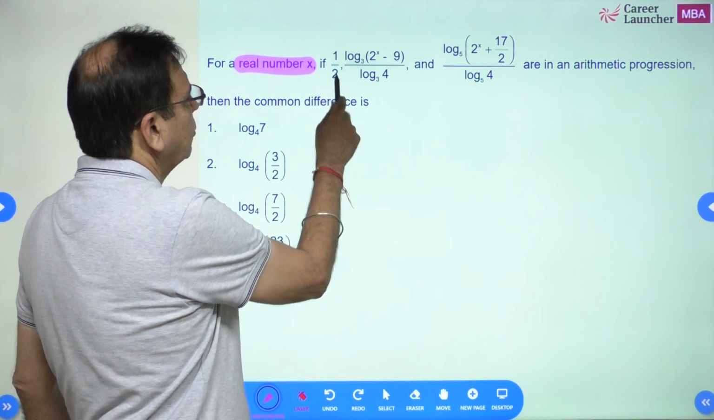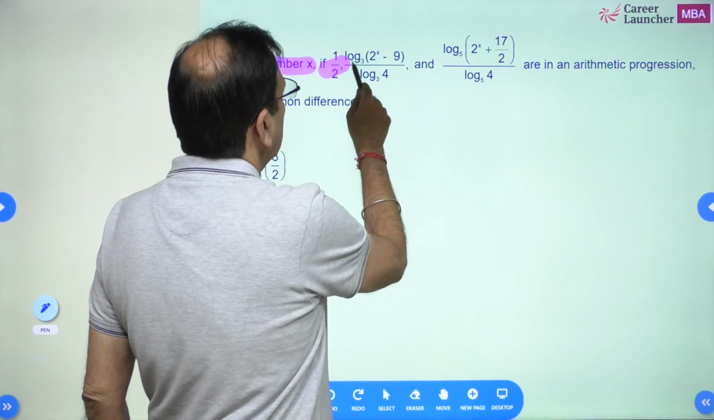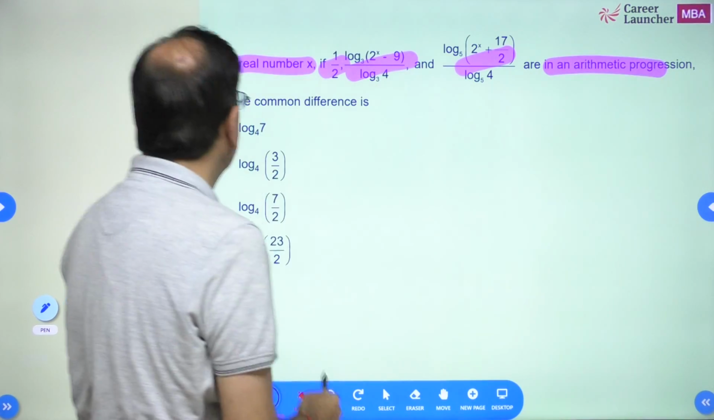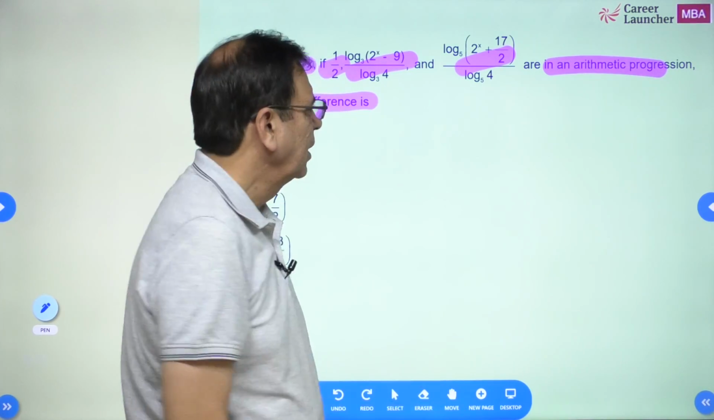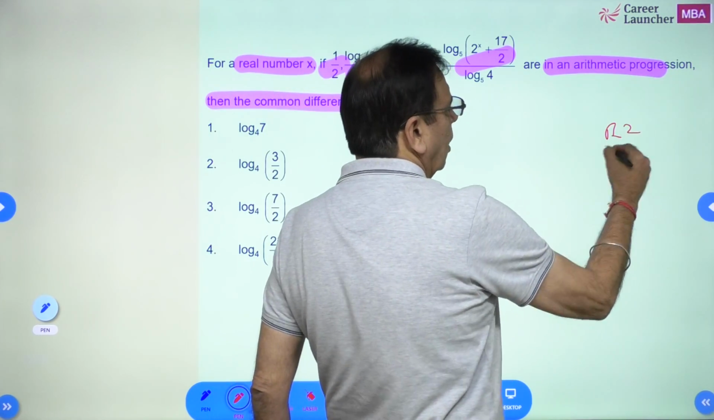For a real number x, these 3 terms are in an arithmetic progression. Then what is the common difference? Now when I looked at this question, मैंने कहा मुझे नहीं करना है. This is to me a round 2 question or question which I will leave.